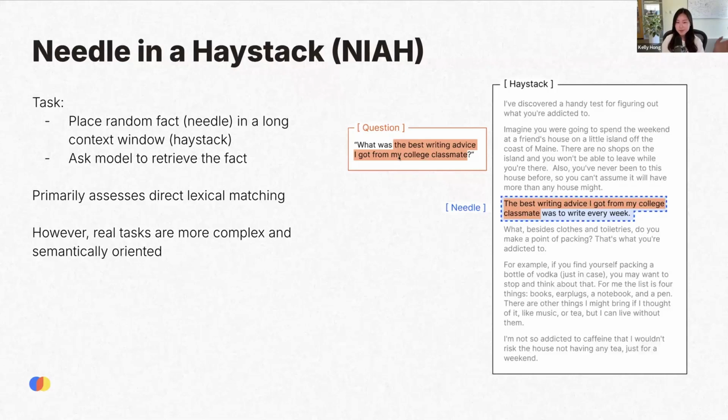If you look closely at the question and the needle, you can see that there's a lot of lexical overlap, meaning that you can literally just match the question and the needle by matching the text. It doesn't require any deeper semantic processing. And I think this actually simplifies the retrieval task by a lot. It's not very representative of how people use long context in practice, because you're going to have tasks that are a lot more complicated and semantically oriented. By semantically oriented, I mean that you're going to be putting tasks into your model which require the model to infer semantic associations beyond just these simple lexical matches.